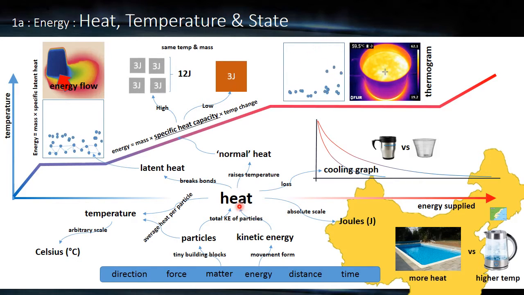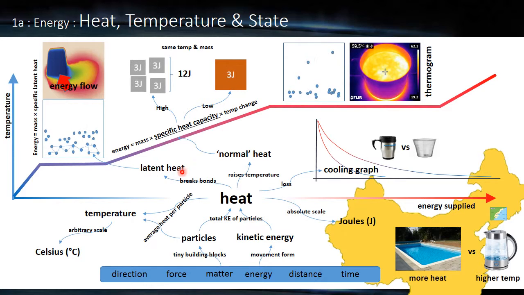So back to our central concept here, heat. Heat basically does two things. It either raises temperature or it breaks bonds. So raising temperature is what we understand quite readily. If we want to know how much energy we need in a particular situation, we need to know the mass that we're dealing with. More mass, more energy. We need to know the temperature change, but we also need to know what substance we're dealing with.